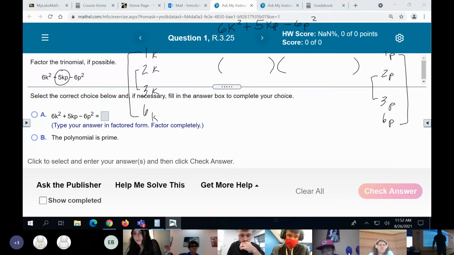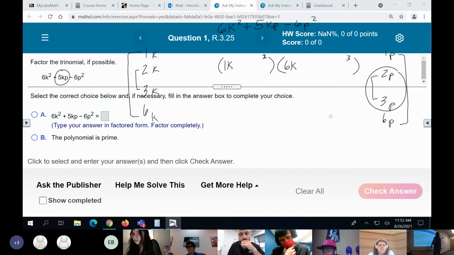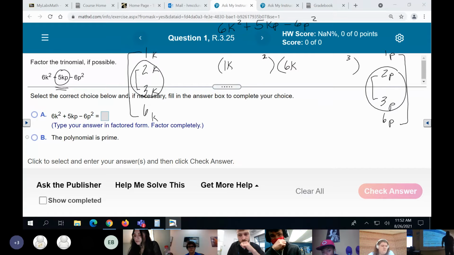So I'm going to put a 1K here and a 6K here. And I'm going to put a little 1 right here and a little 6, a little 2 right there and a little 3 right here, because I'm going with the middles first. And I just do that in general because this number is small. Might not work, but that's what I usually do.